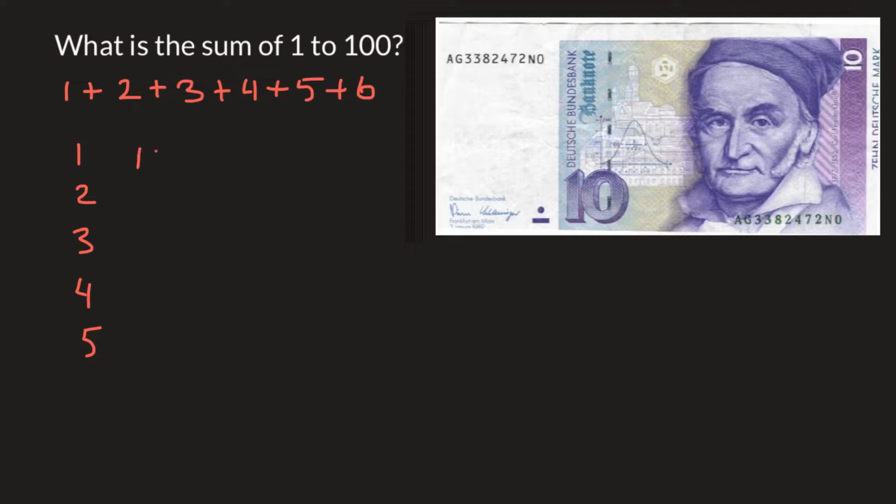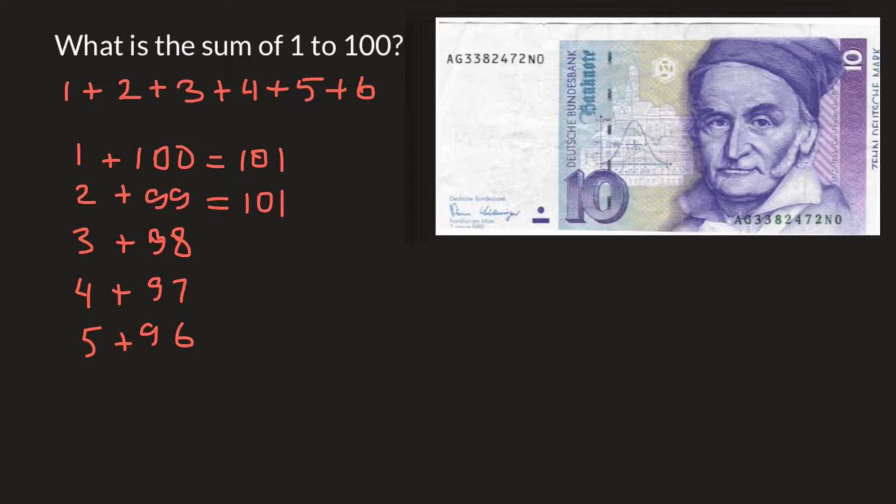So 100, 99, 98, 97, 96, and so on. And if we add numbers in each pair, you would notice that we are going to get always 101. So 101 here, 101 here, and 101 here, and 101 here.